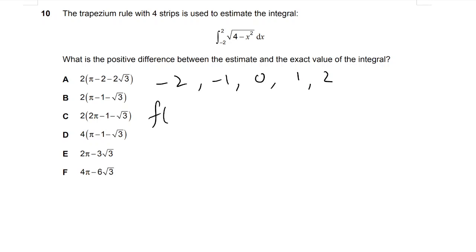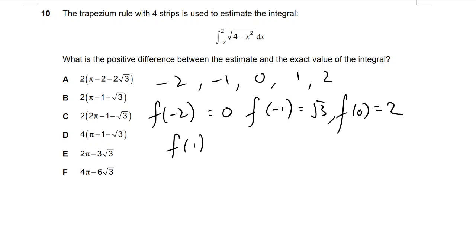What is f of -2? That's 0. F of -1 is how many? F of -1 is square root of 3, is it? F of 0 is 2. F of 1 is square root of 3, and f of 2 is 0 as well.